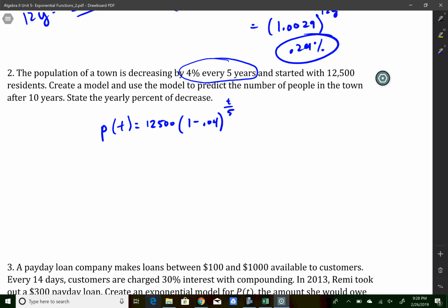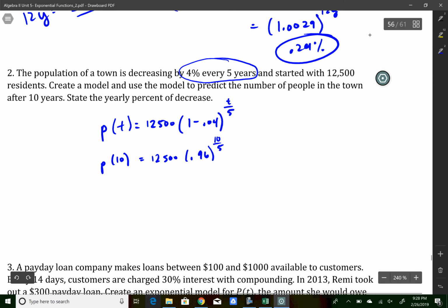All right, so if we predict after 10 years, plug in 10, clean up the middle, we can predict the number of people in 10 years. Remember, we're talking about people here. So when we round this, we want to make sure that we round it in a way where we are going to have a whole number. Luckily, no rounding necessary.